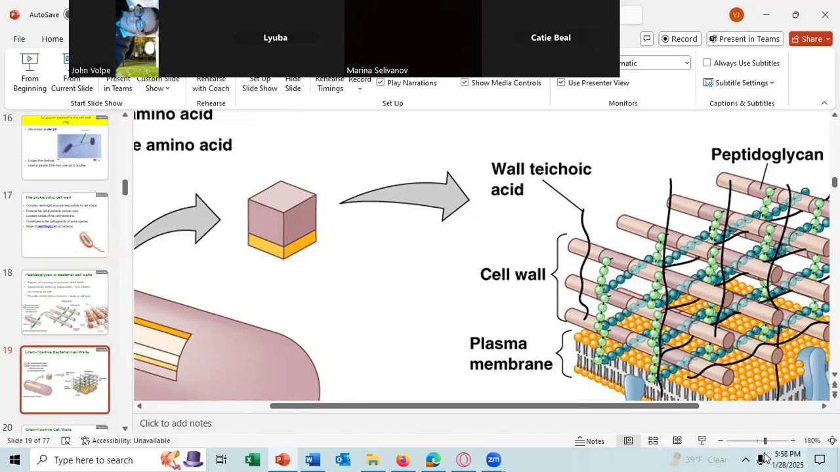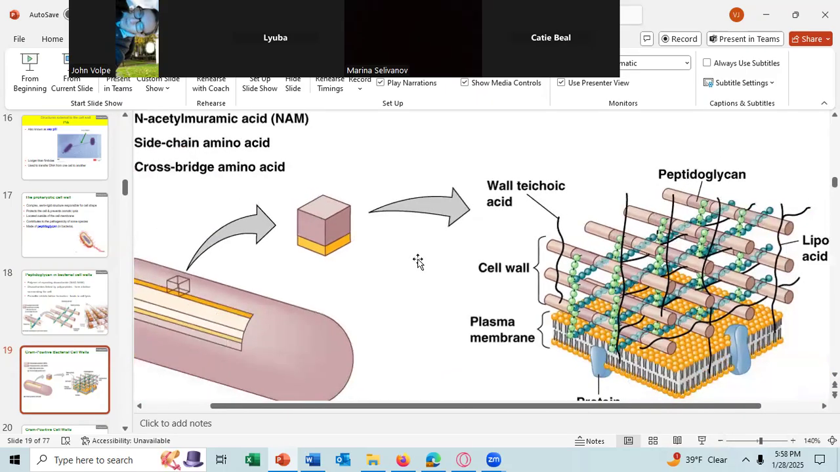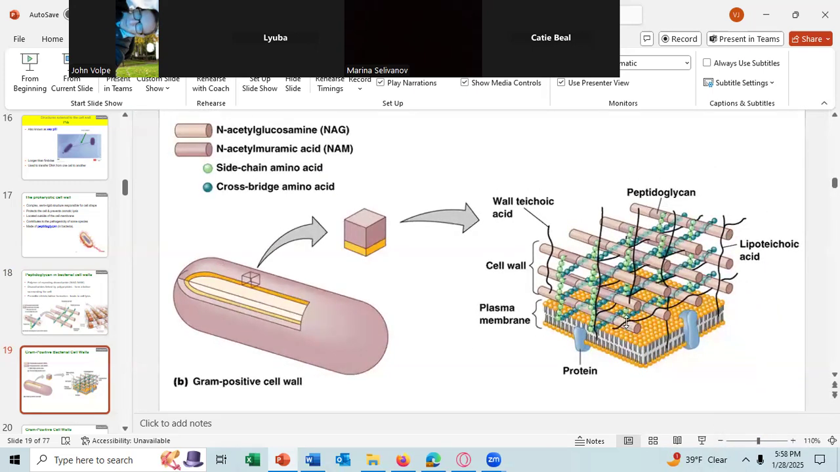This artist rendition is showing you the cell wall, but not in reality. It's only showing you 3 layers of peptidoglycan. You find more than 3 layers in a gram-positive cell. It's also showing you there are other molecules besides peptidoglycan in the cell wall of bacteria. Peptidoglycan is the main molecule, so it is the majority of the molecules in the cell wall. But we can also have teichoic acid, which helps stabilize and link the peptidoglycan layers together.